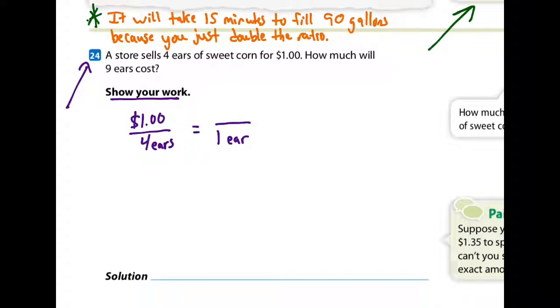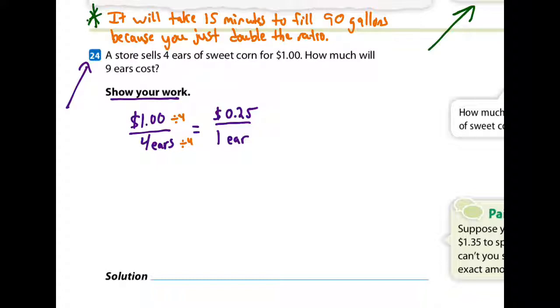So to do that, you just divide. Remember, you divide $1 by the number of ears. So $1 divided by 4. Let's think of it here. If you divide it by 4, you get 25 cents. So the rate is 25 cents for 1 ear.